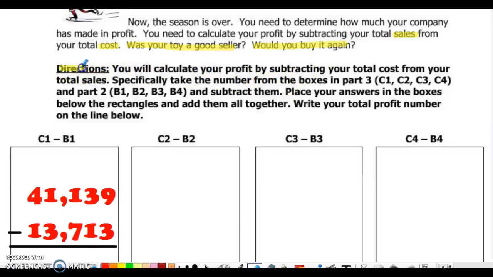So the directions: you need to calculate your profit by subtracting your total cost, that was partner 1, from your total sales, that was partner 2. Specifically, you're going to take the numbers from part 3, C1, C2, C3, and C4, and part 2, B1, B2, B3, and B4, and then subtract them. If you can't remember that, take a look back at these two sites.